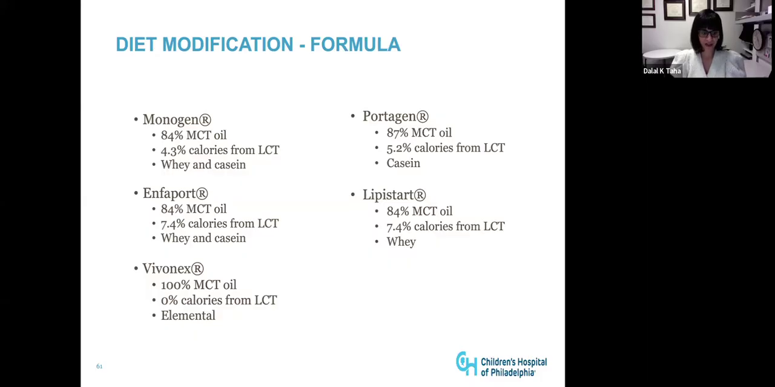You might think, oh, gee, Vivonex, that looks great. It's all MCT oil. There's no calories from long chain triglycerides, but it is elemental, and so it's very hyperosmolar, and so we worry about side effects of that. And then Lipostart and Portagen are other options, but Portagen is only made of casein, and so digestibility is not as good. And Lipostart has a decent amount of calories from long chain triglycerides.